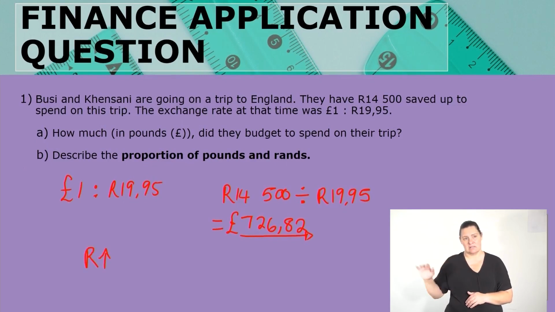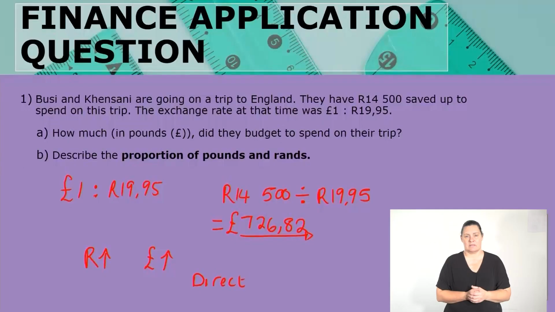So what happens to the pounds? From £1 to 726 pounds and 82, then it means that the pounds also went up. How do we describe this proportion? Because the one is going up and the other one is going up, this means that they are directly proportional. Okay. Let us move on to the next question.